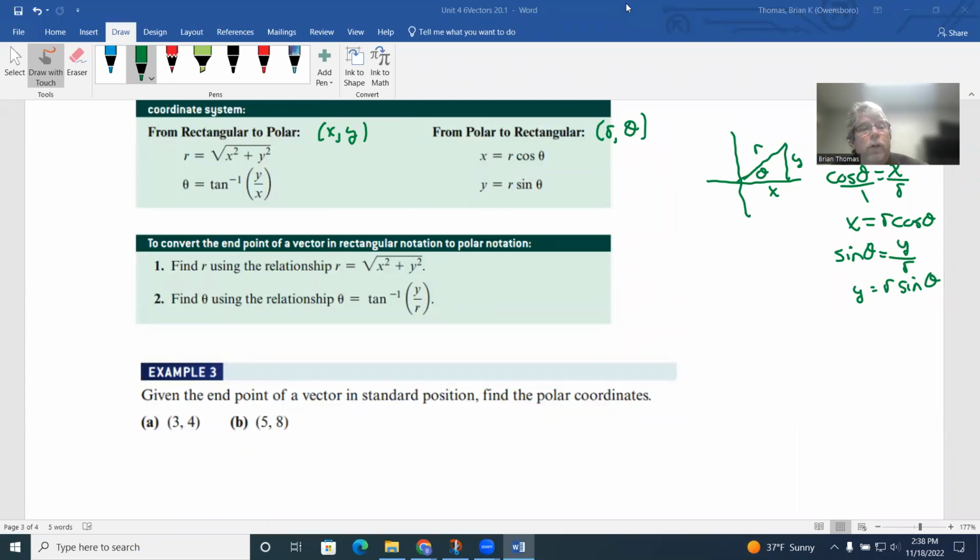Let's just look at some stuff here. I don't know what they did here, but they have a typo. This should be y over x down here, not y over r. These are the same formulas. They just wrote them backwards.